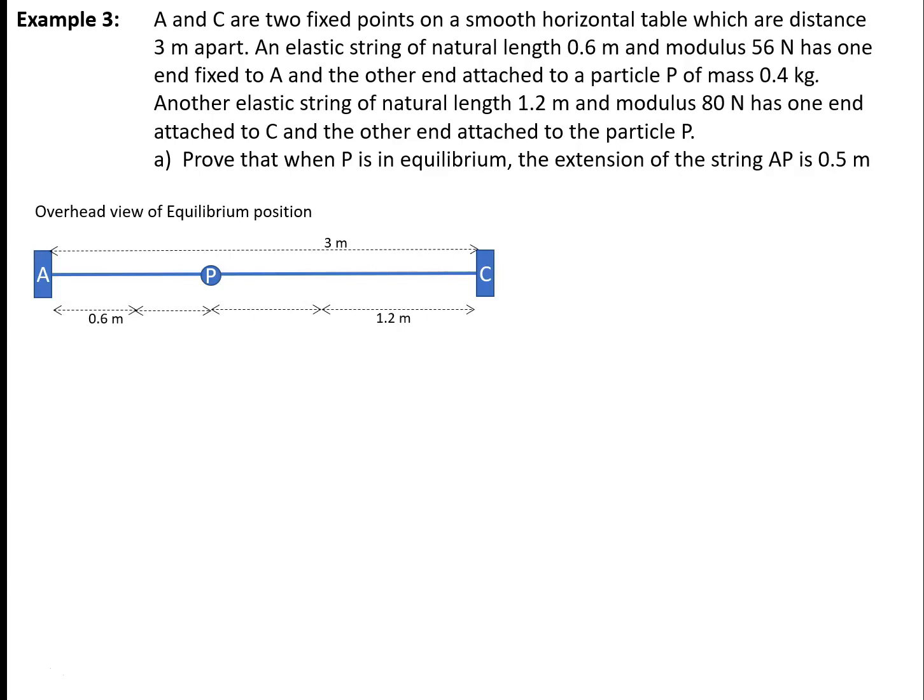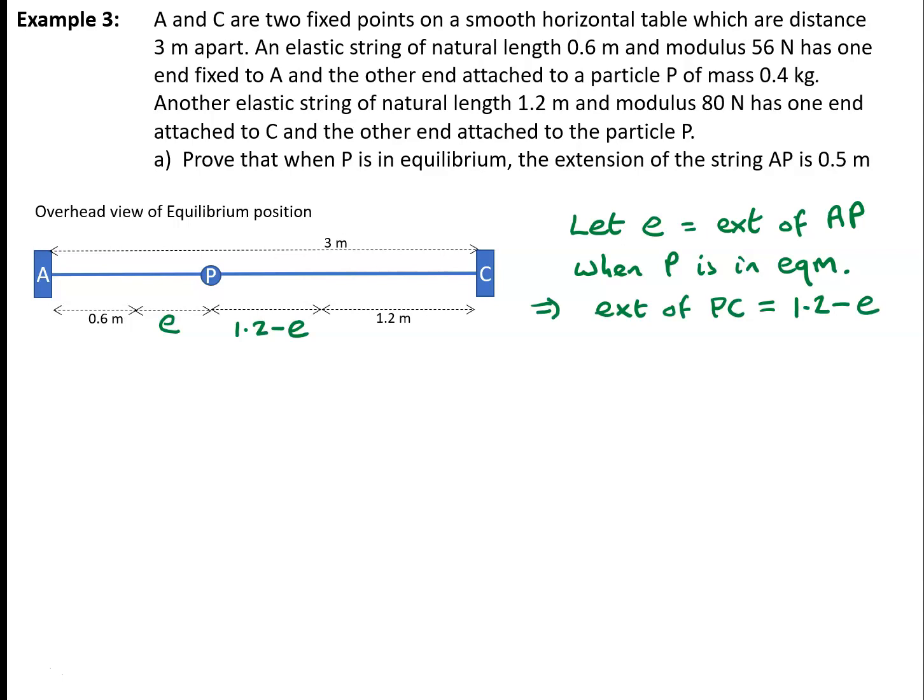So here's our overhead view of the equilibrium position. If the extension of the string A to P is E, then because the natural lengths of the strings add up to 1.8 meters, the extension of the two strings must add up to 1.2 meters. So the extension of the string PC must be 1.2 take away E.